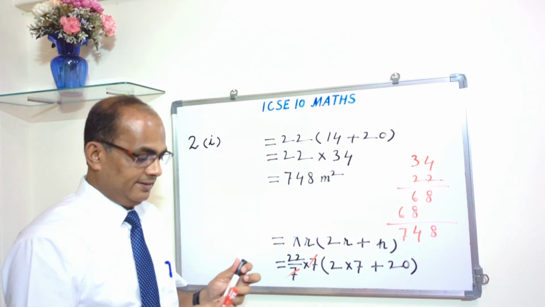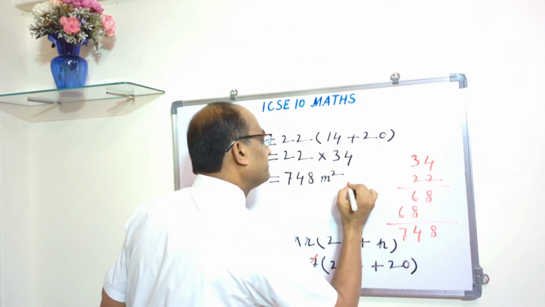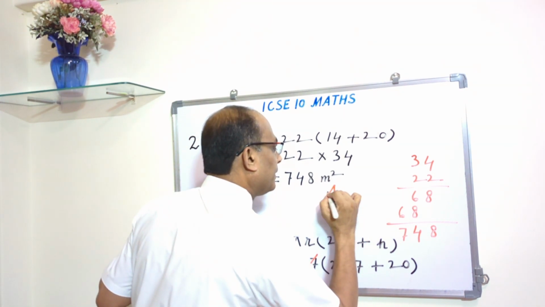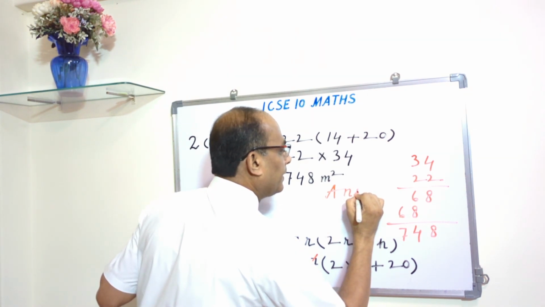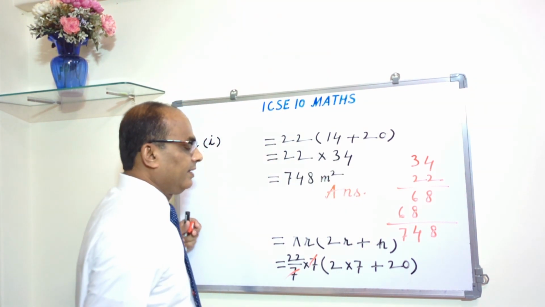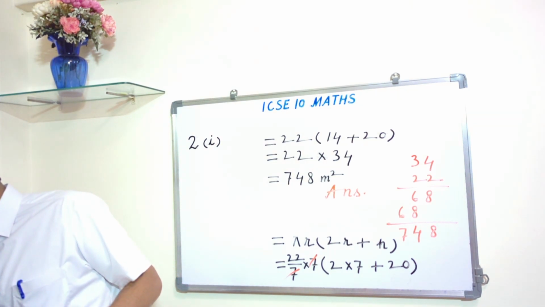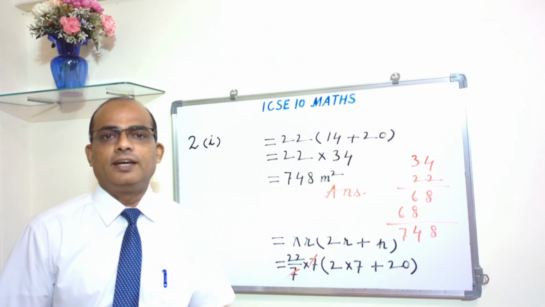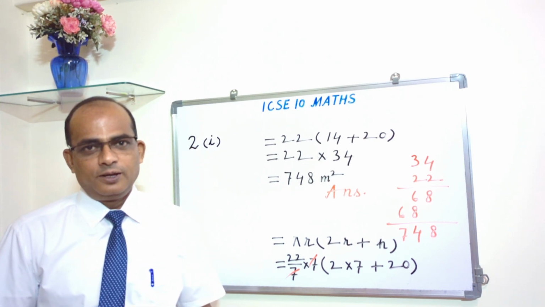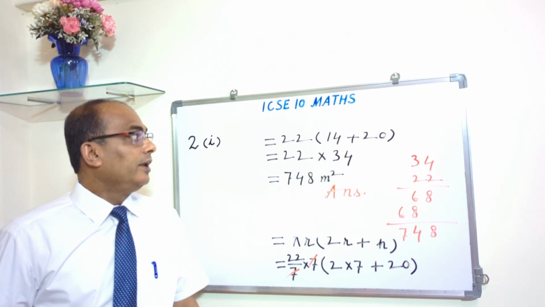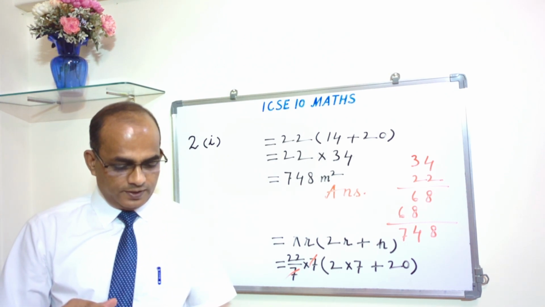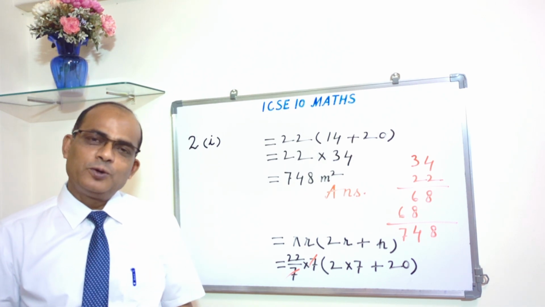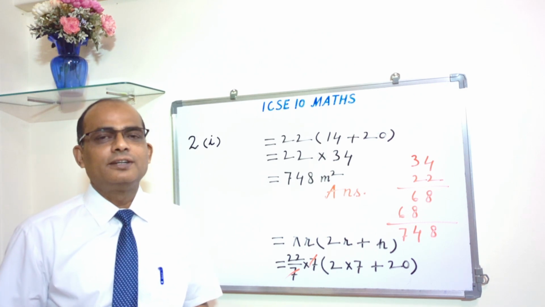And this is the answer. What's the answer? Yeah, 748 meters square is the answer. Alright, so I hope it's very, very clear. Now, the second sub question in my next video. Okay then, thank you so much. Thanks.